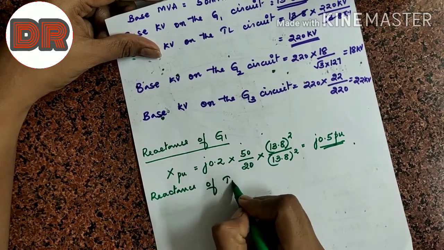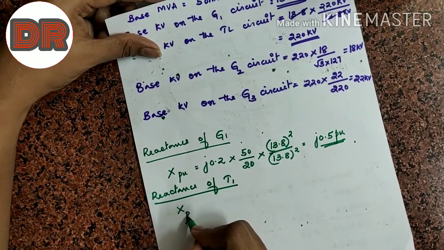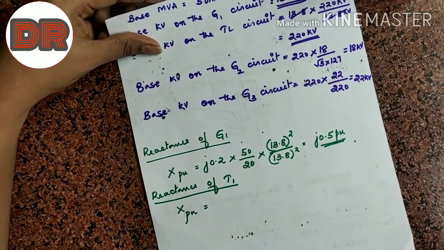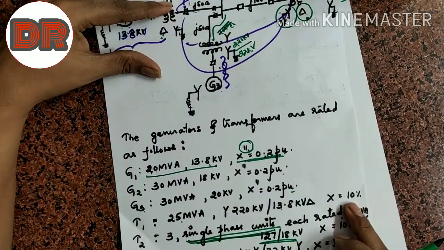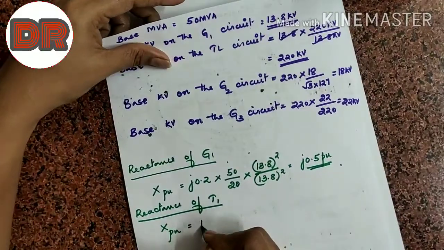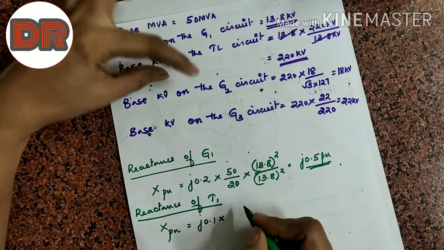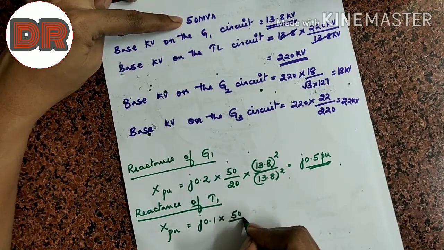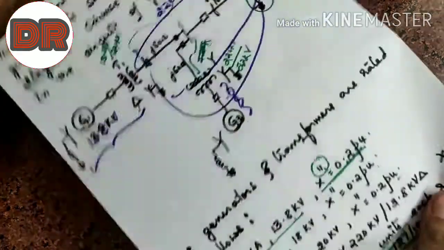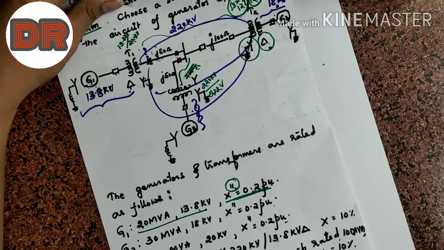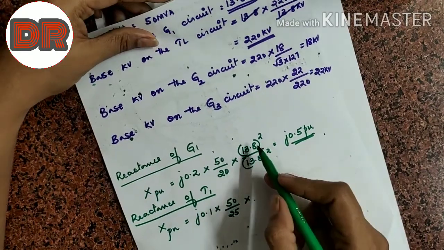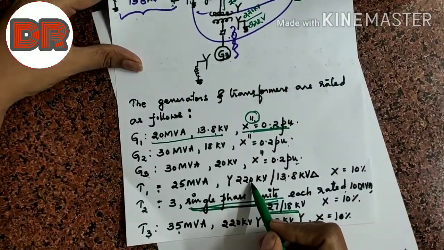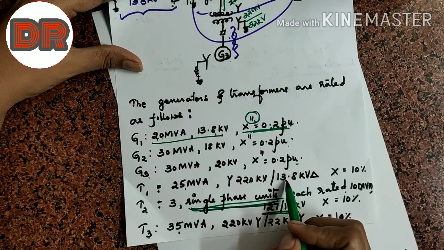Reactance of T1. So X per unit of T1 will be equal to, for T1 the reactance value is 10%. 10% is nothing but j0.1, and the new MVA will be the same, 50. Old MVA for T1, T1 is 25 MVA. So 25 into old kV base square. So for old kV, you can go either for high voltage side or low voltage side. Let me take low voltage only.